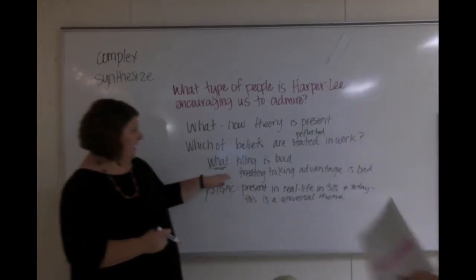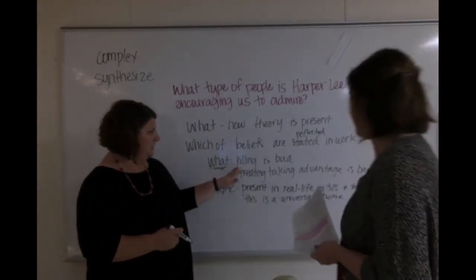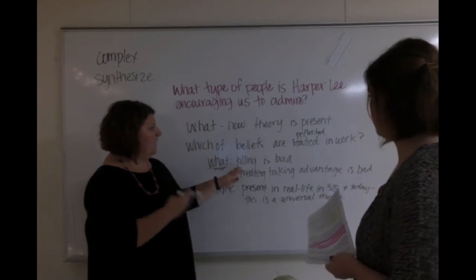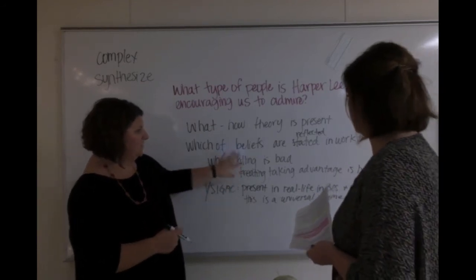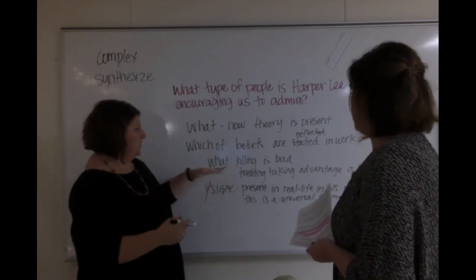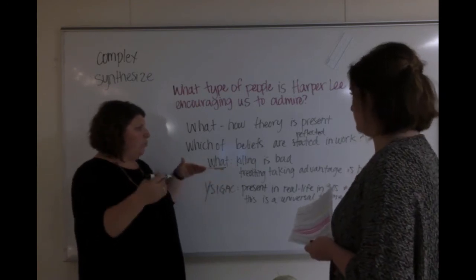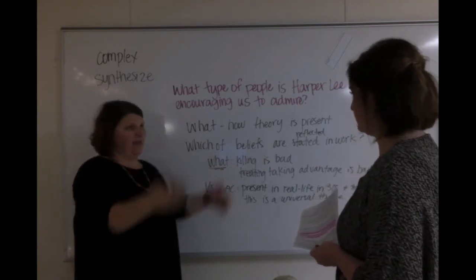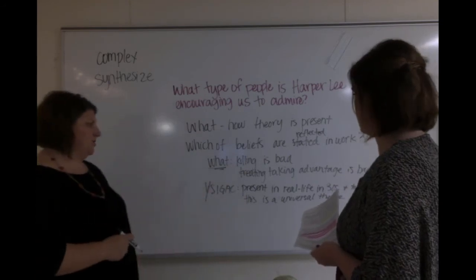So how does the what in the novel get affected by this idea that killing is bad and taking advantage of is bad? Like, how do we see that play out in the novel? Not just that we notice that it's there, but how does it create conflict? How does it drive the plot? How does it affect the characters?